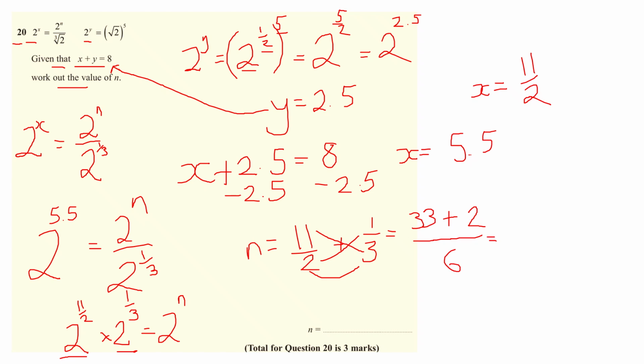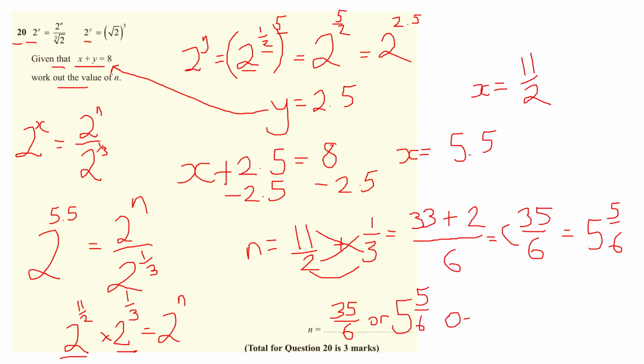I'm now going to add the numerators, so 33 plus 2 is 35. So we get 35 sixths, guys, which is our final answer. Of course, I can write it as a mixed number. How many times does 6 go into 35? Well, it goes in 5 times fully. 5 sixes is 30, with the remainder being 5. So it's 5 and 5 sixths, or any equivalent fraction.